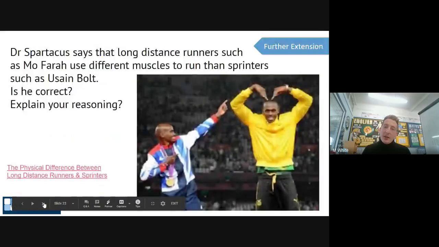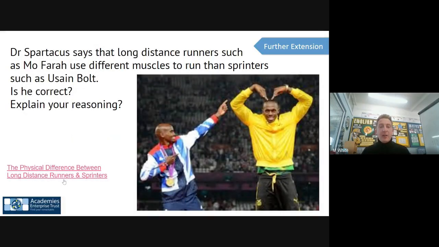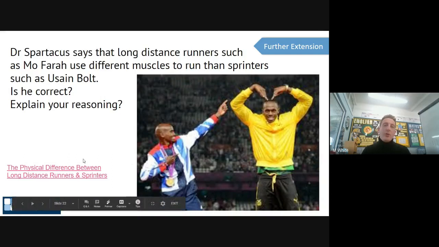Once you've done that, we have a further extension or an explaining task. So again, we've got Usain Bolt there doing what's called the Mobot, because this guy here is called Mo Farah. And that's sort of his celebration, but you can see they're getting on quite well. And Dr. Spartacus says that long-distance runners, such as Mo Farah, who's this guy here, use different muscles to run than sprinters, such as Usain Bolt, which is this guy here. Is he correct? Explain your reasoning.